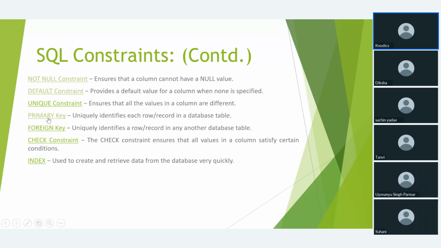So whenever a database is prepared, whenever a table is prepared, these kinds of checks are applied. Clear? And then there is the index. An index is used to create and retrieve data from the database very quickly. For example, when we have a very lengthy table, the table is arranged in a certain manner so that database retrieval can be faster, right?